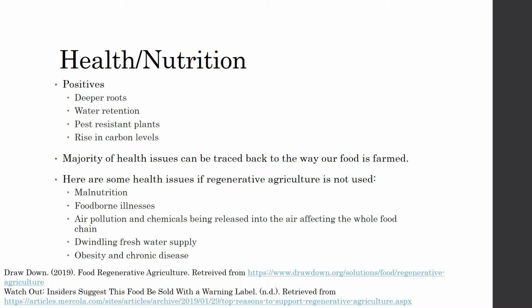Some of the health issues it could help with, and the outcomes if it's not used, would be malnutrition, foodborne illness, air pollution, and chemicals being released into the air affecting the whole food chain, a dwindling freshwater supply, and also obesity and chronic disease. So in not using regenerative agriculture, there are these types of illnesses and diseases that could be caused by the soil or chemicals being used, and pesticides and different things like that.